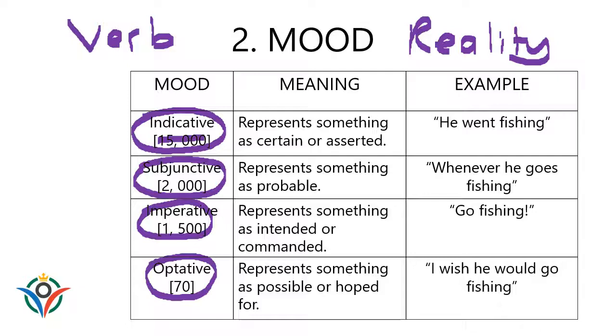Just a comment here. Now, the optative mood was dying out in the Koine period during the time the New Testament was written, becoming absorbed by the subjunctive mood. So consequently, there are only 68 uses of the optative in the New Testament, which can be used to express a wish, a prayer, or something that is potential. So there's our example: I wish he would go fishing. So four moods: indicative, subjunctive, imperative, and optative.